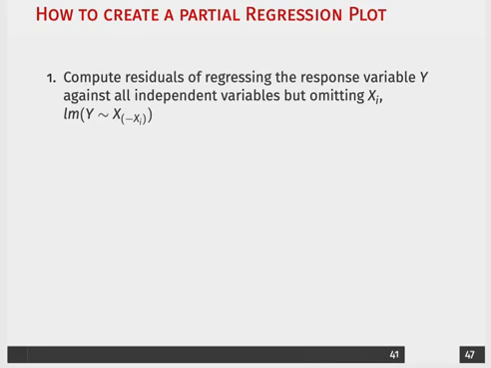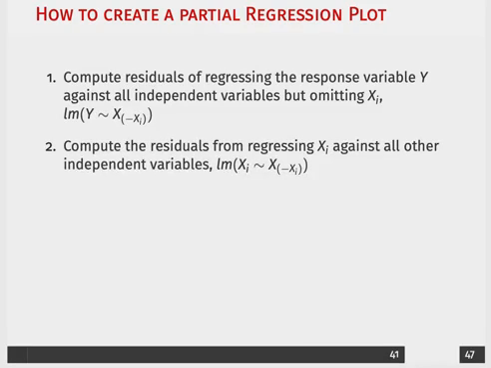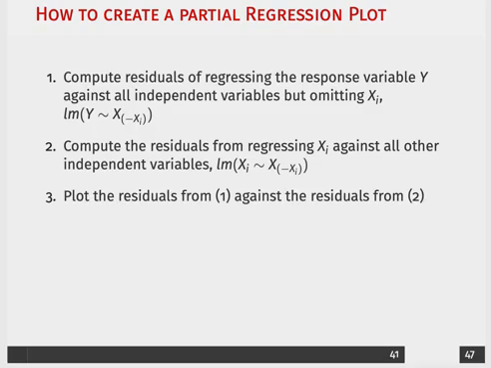Just to give you a reminder of how we're going to construct this: first, we're going to compute the residuals of regressing our response variable y against all independent variables except for one. So we'll start with the first and omit it, and run our regression with covariates 2 and 3, let's say. Then we compute the residuals from regressing our covariate 1 against all of the other independent variables, so against 2 and 3. And again, we're doing this for all combinations of the covariates.